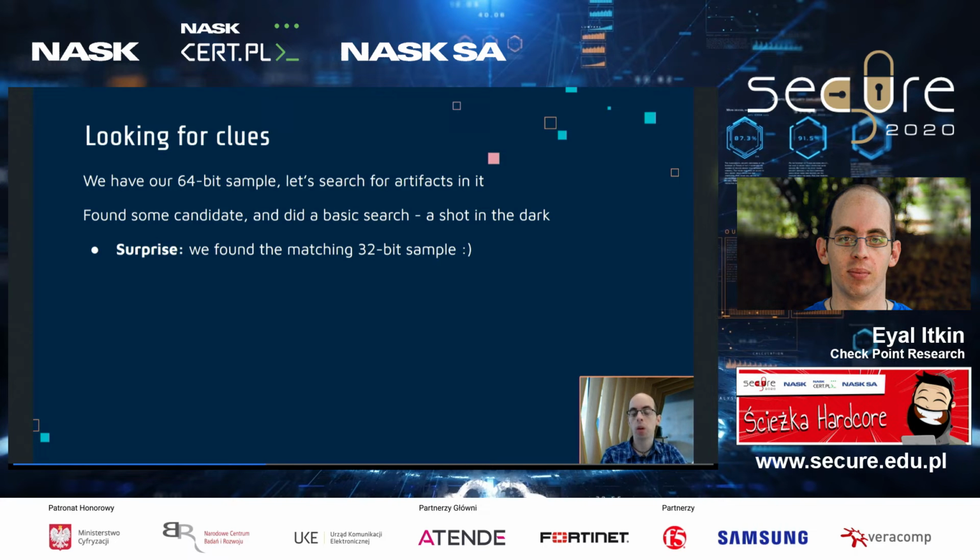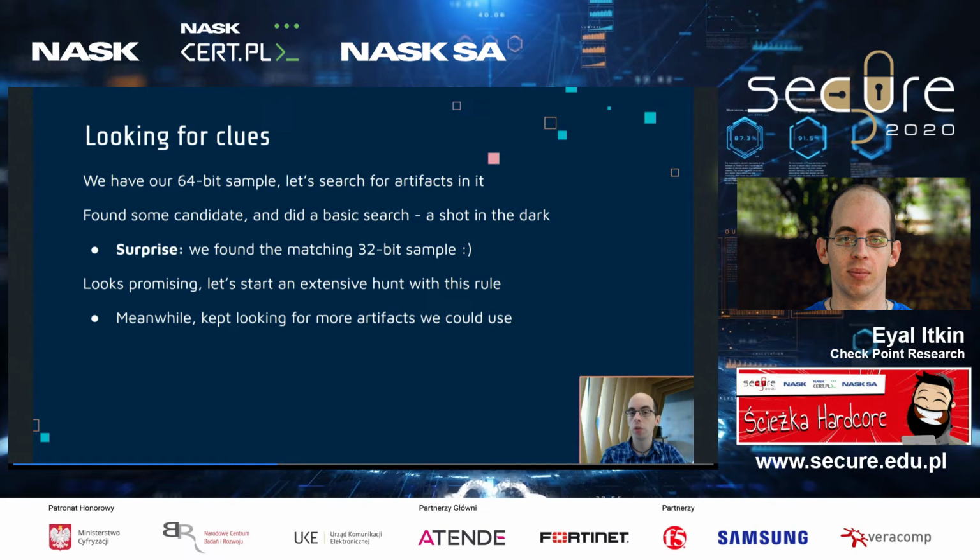Using these two samples, we can compare them and check if our author has a single exploit template for both of the versions using ifdefs in the matching places, or if they have two templates, one for 32 bits and the other for 64. Since the rule worked, we started an excessive hunt, which was basically based on this rule, and meanwhile we kept looking for more rules we could use. One day later, we got the result, and we couldn't believe what we actually found.